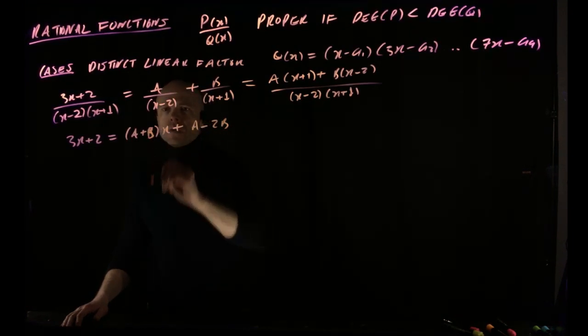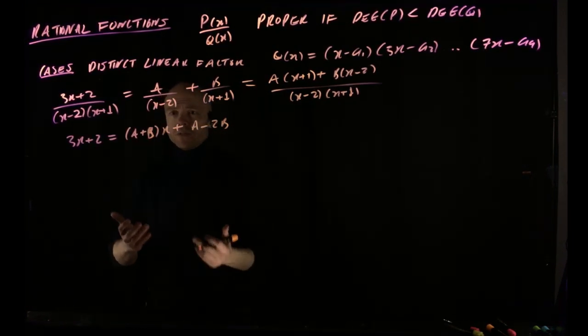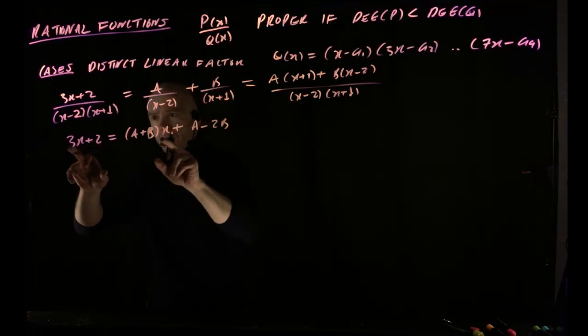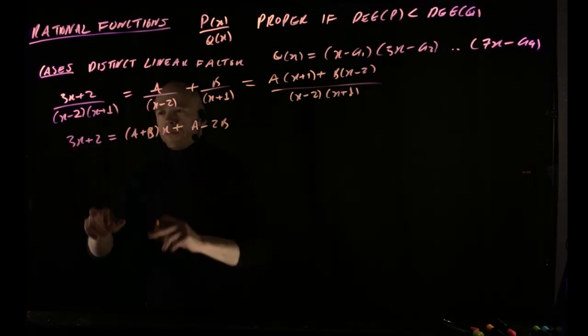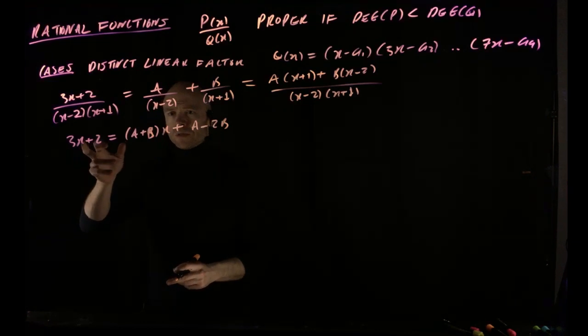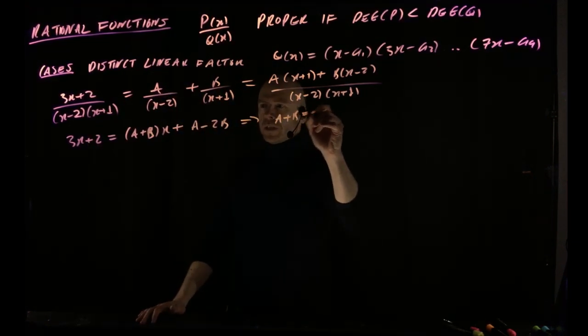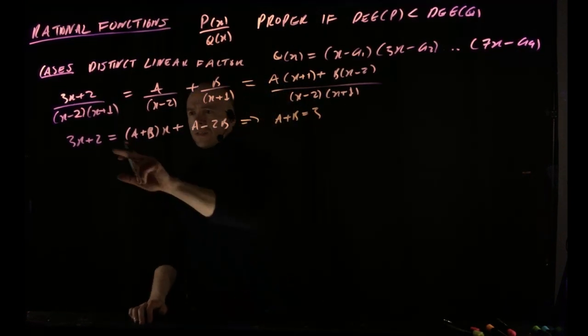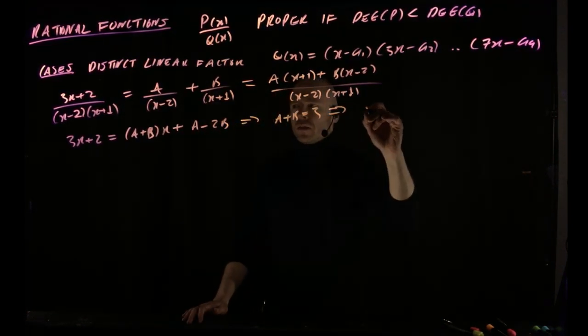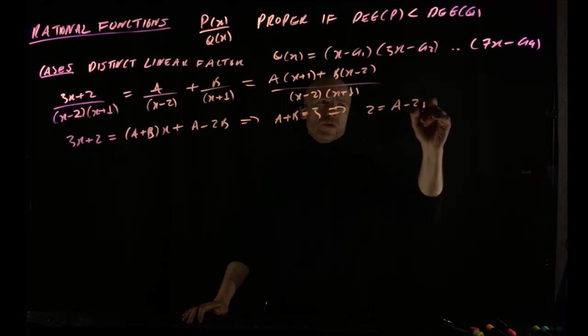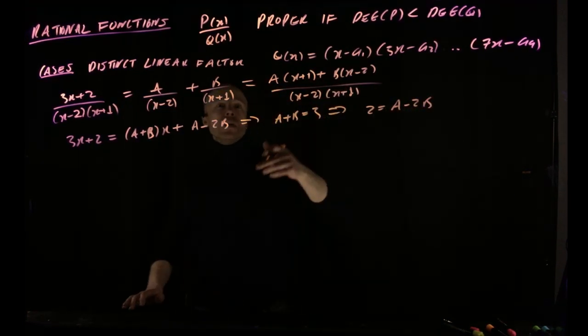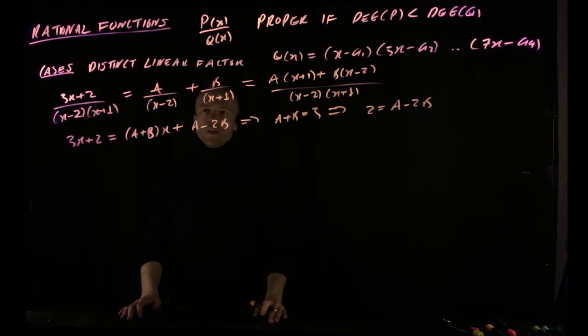And this itself gives two equations. The powers of x have to agree. We just have one power of x, just 1, so this implies that a plus b is equal to 3. And then the constants have to agree, so this implies that 2 is equal to a minus 2b. And then we can just solve for a and b. And then this expression here is something we can integrate.